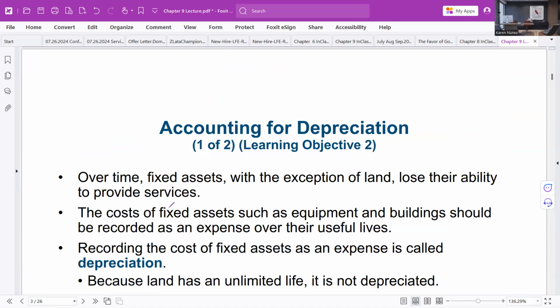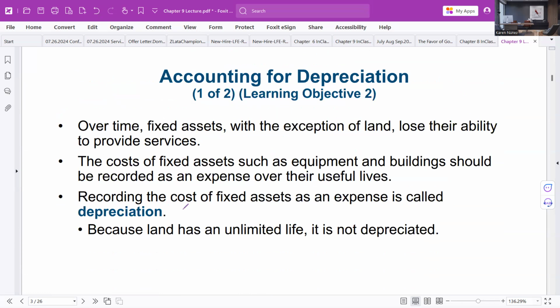So the thing that we have to focus on in this chapter is over time, fixed assets, with the exception of land, tend to lose their ability to provide services. That means that you buy something early in its life. For example, something like an automobile. When you buy it, that's when it is at its maximum ability to provide services. But as you use that vehicle over time, it starts to decline and it starts to lose its ability to provide the services that you need.